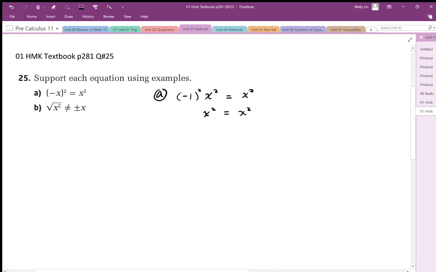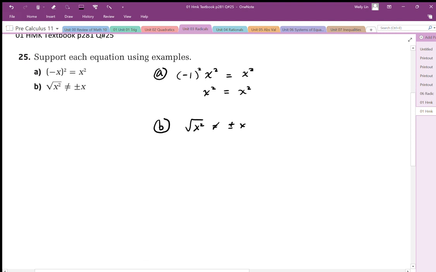And we can substitute some numbers in here. We can actually show this using numbers as well. For B, we want to show that this is not the case. So if we take a look at square root x squared is not equal to plus minus x. Now the square root is defined first of all as the positive square root. So we could also just justify this by substituting in some numbers.